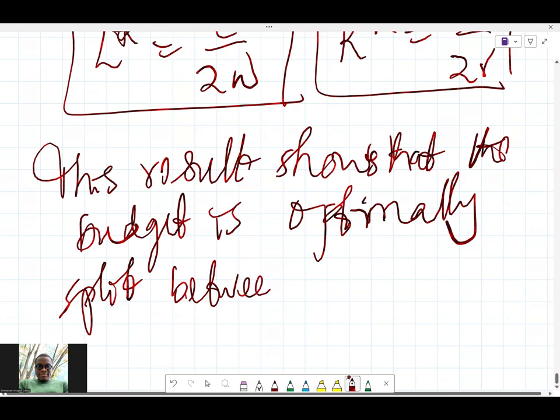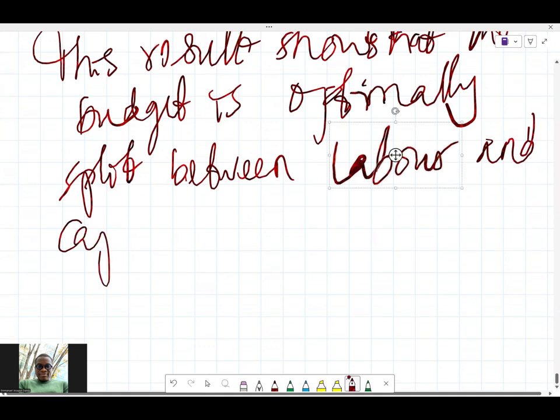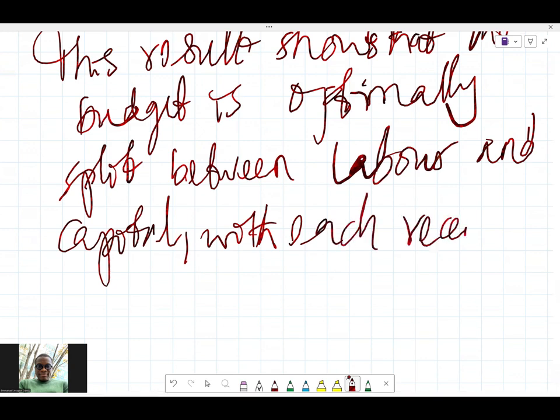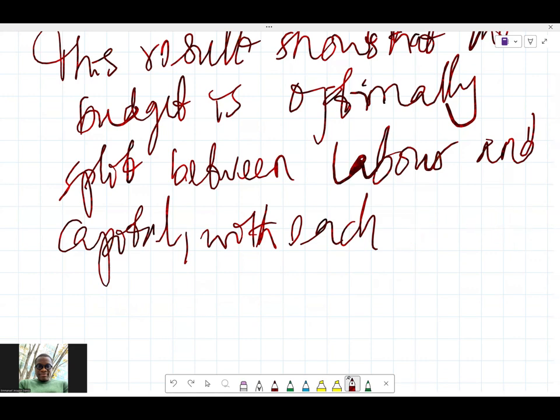Between labor and capital, with each receiving half of the total. With each receiving, yeah, I think I should just stop here because this may not make so much sense. But the budget is optimally split between labor and capital. So let's just leave it that way because it depends on the values we assign. That's what we determine other things, right? So I think it's better to just leave it that way.